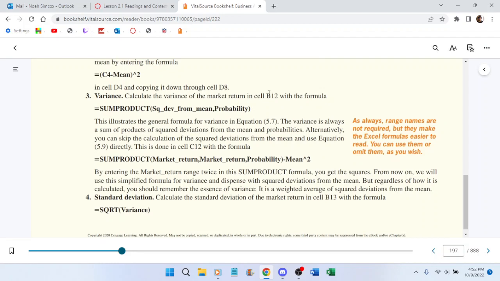You could skip the calculation of the square deviations and use equation 5.9 directly. So what you would do is market return, comma, because that would square it automatically. Wait, what? Why would you do that? Twice, you get the squares. Oh, okay. So basically, market return, probability, subtract mean squared.